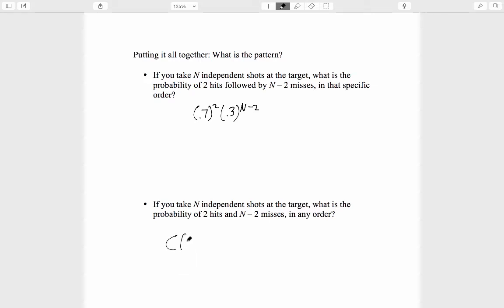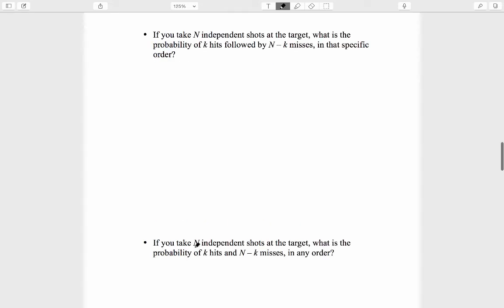Now we've got our n choose 2 to count how many outcomes there are with this probability, 0.7 squared times 0.3 to the n minus 2. Each individual outcome contributes 0.7 squared times 0.3 to the n minus 2, but we have to add up a bunch of copies of this number, as many copies as there are outcomes in this event. In other words, as many copies of this number as there are n letter words with 2 h's and all the rest m's. Let's take it a step further.